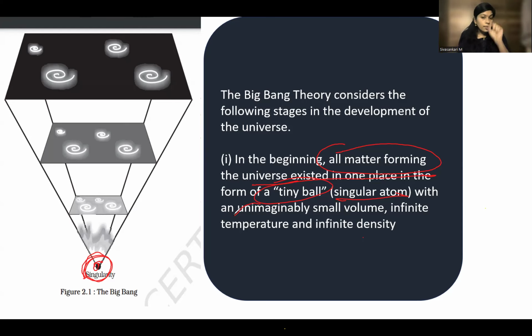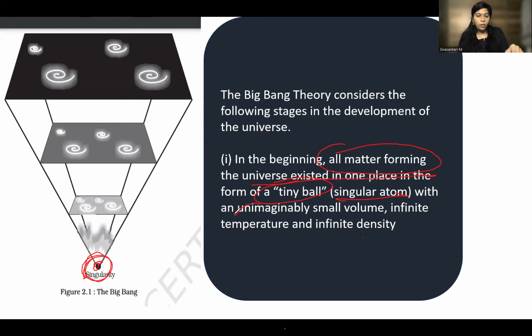Similarly, in the universe, Earth is a tiny dot. In the galaxy, Earth is a tiny dot. In the universe, our galaxy is a tiny dot. So imagine everything was inside this single atom according to the Big Bang theory. This atom is unimaginably small, but has infinite temperature and infinite density.